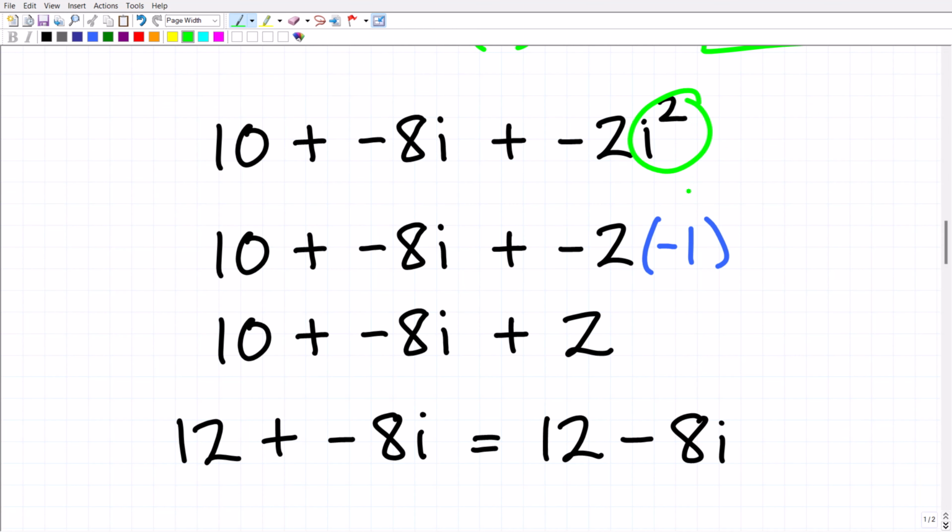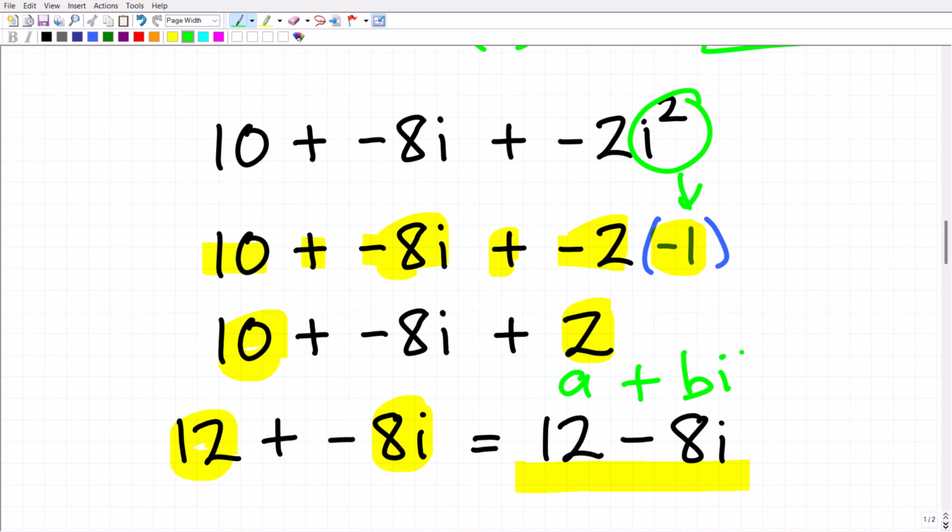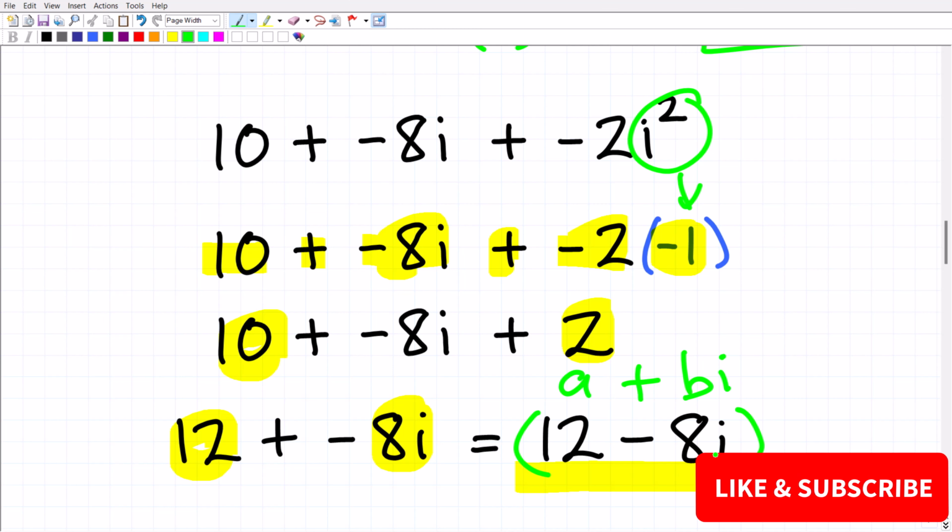Okay, so i squared is the same thing as negative 1. And now we have 10 plus negative 8i plus negative 2 times negative 1, which of course is a positive 2. So 10 plus 2 is 12 plus negative 8i. So this is our final answer. Remember, we're looking for something in the form of a plus bi. And this is, of course, a complex number. Okay, so hopefully this was a pretty easy problem for you.